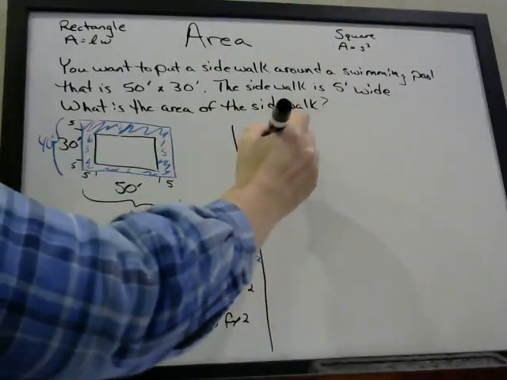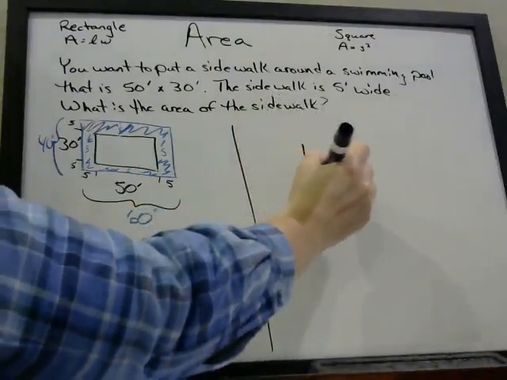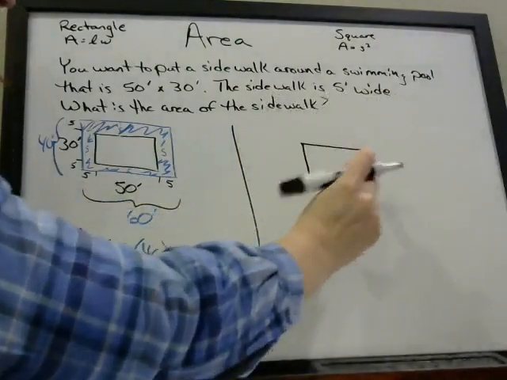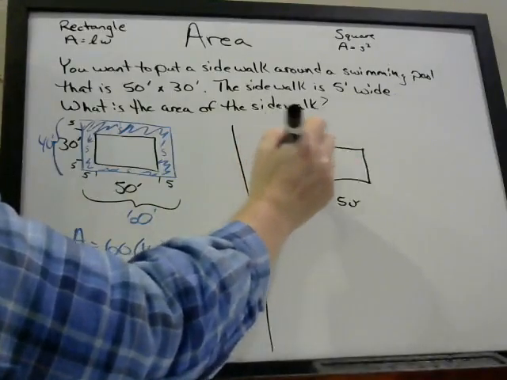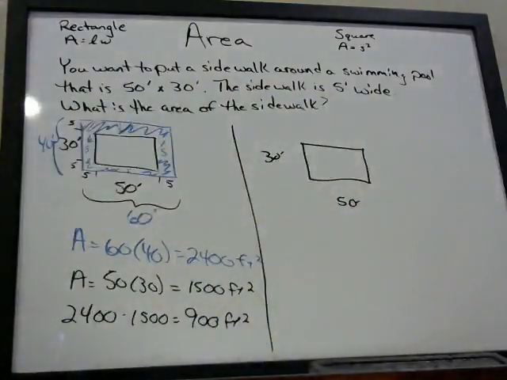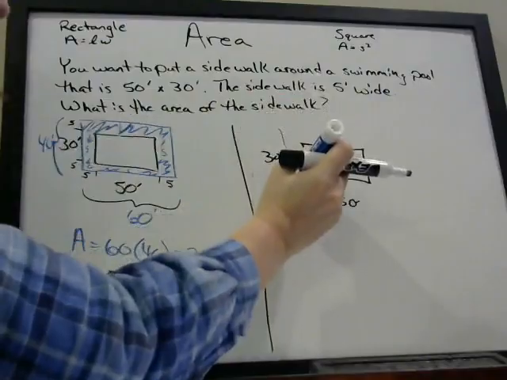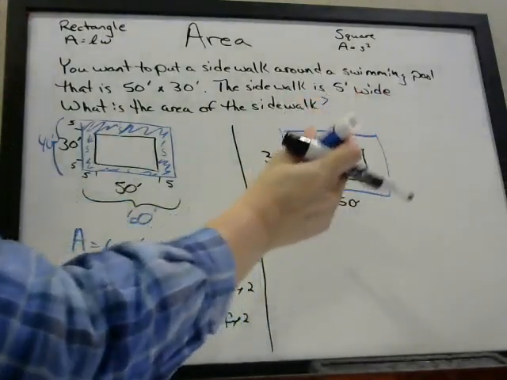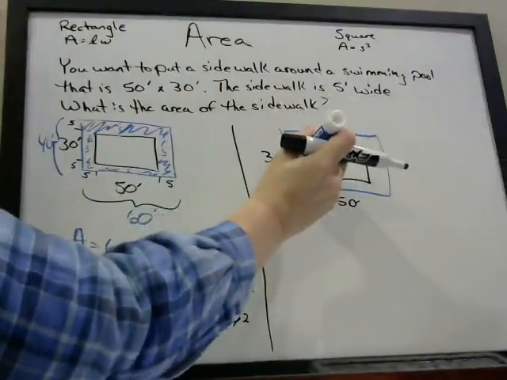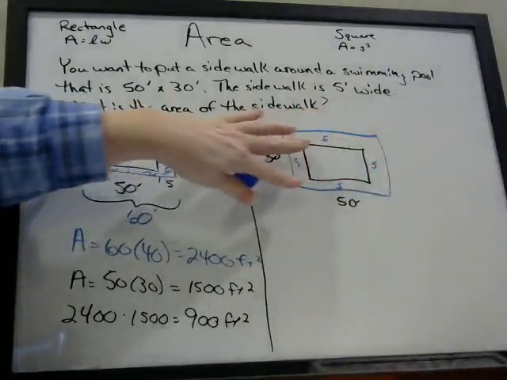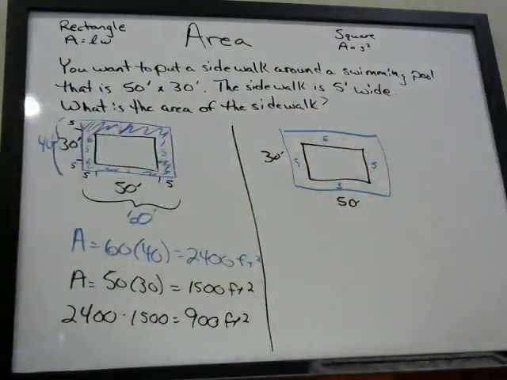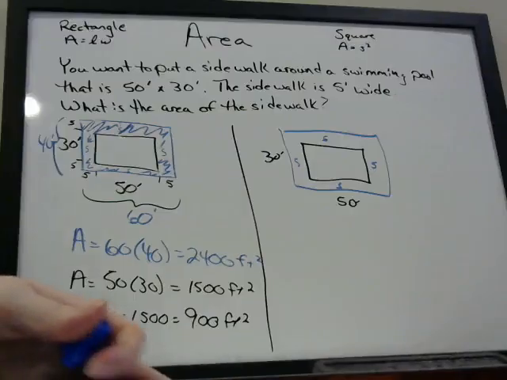The other way is to do it in pieces. So again, we have our swimming pool, 50 feet, 30 feet, and then we have the sidewalk, which is 5 feet around on each side. So here, instead of finding the area of the big rectangle and subtracting out the smaller rectangle, we're going to do it in pieces. And we're only going to deal with the sidewalk.